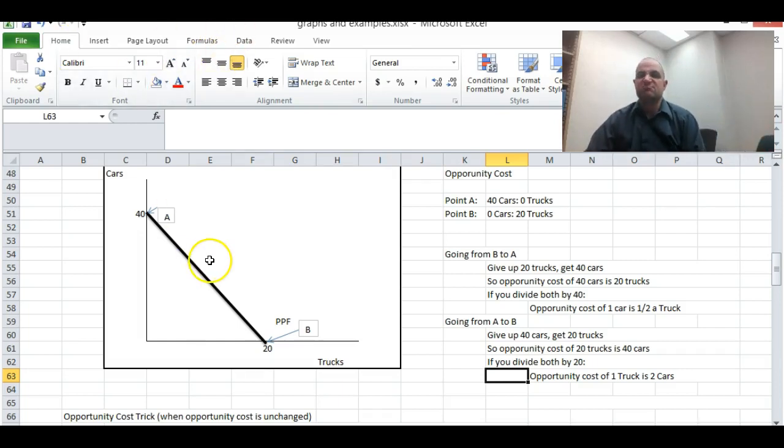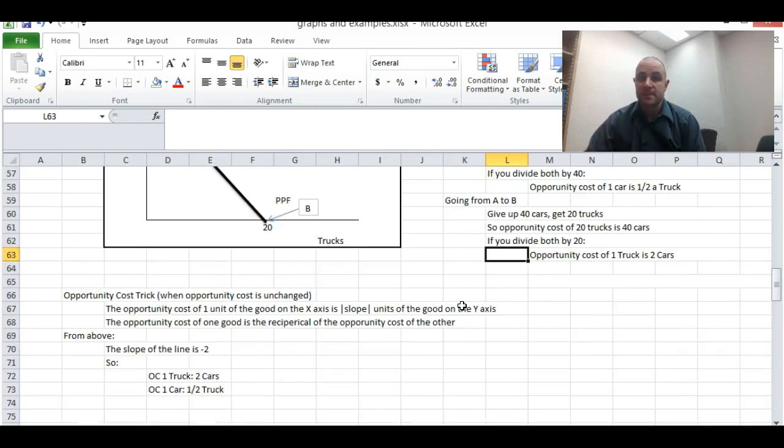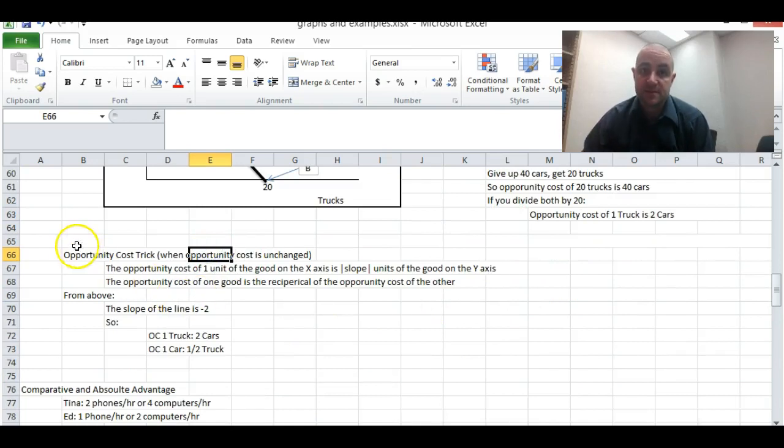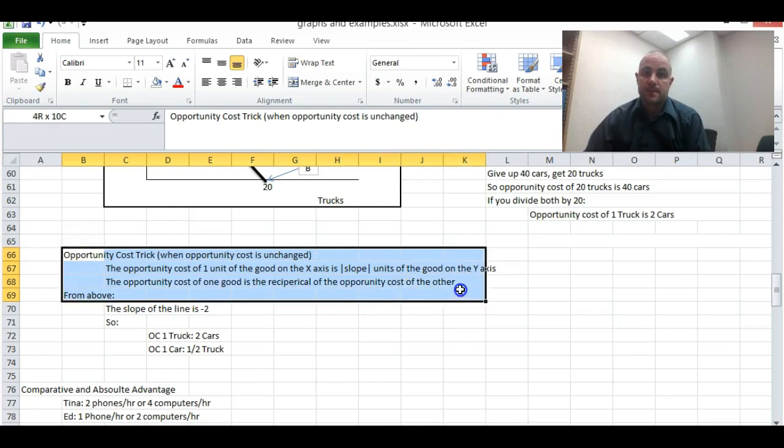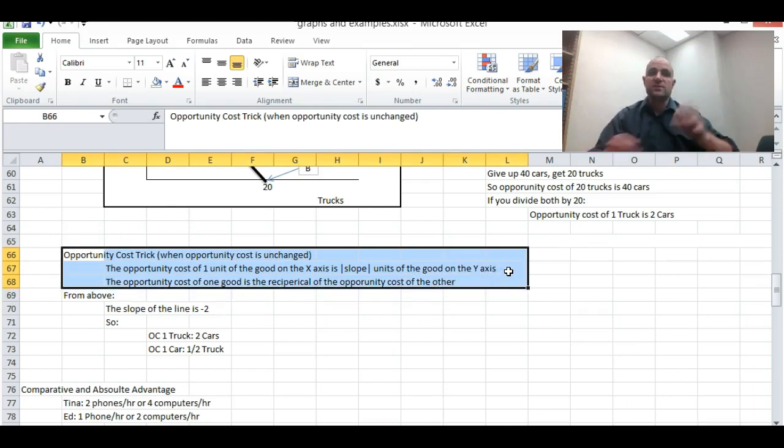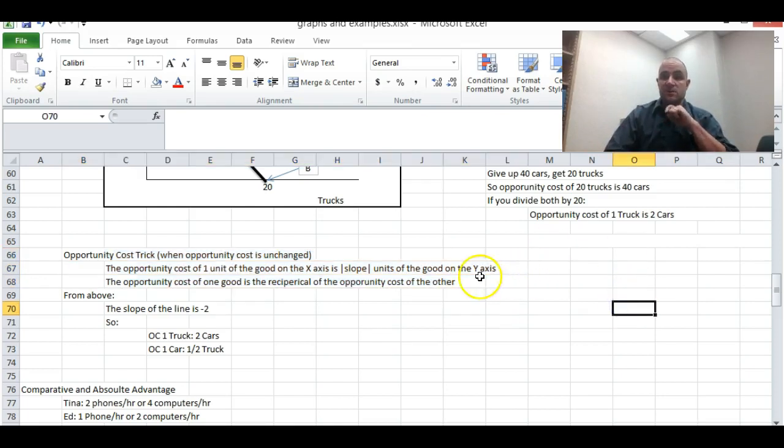Now, this may seem a little bit of a pain to go through this process. There is a trick, and it's a good trick, especially when you get into more complex numbers. So here's the trick. When the opportunity cost is unchanged, the opportunity cost of one unit of what is on the x-axis, whatever good it is, is the absolute value of the slope, in number of units of what's on the y-axis.